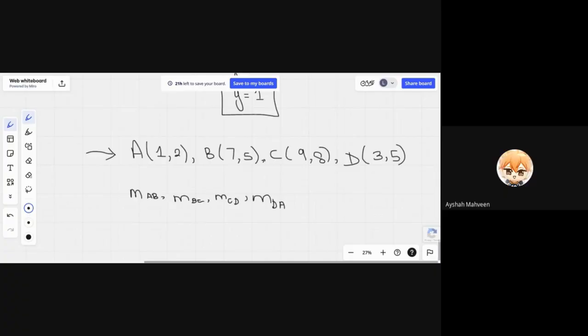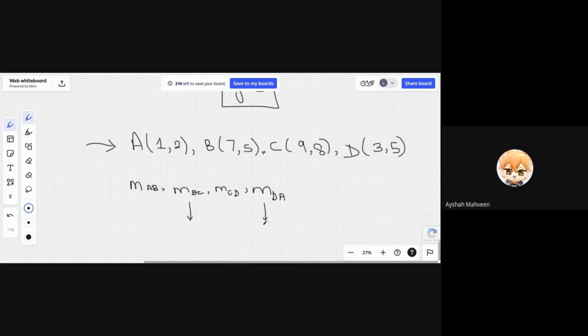They're all parallel? All of these? No, wait, no. The gradient of BC and the gradient of DA are parallel. Very good. BC and DA are parallel, and what's the value? 2/3. 2/3 or 3/2? Oh yeah, sorry, 3/2. So this is 3/2, and this is also 3/2. What about the other two gradients?